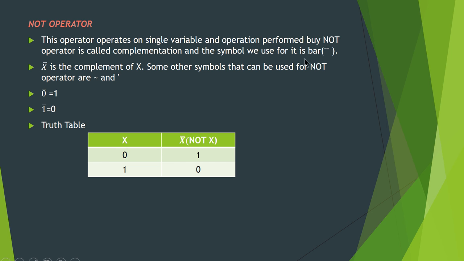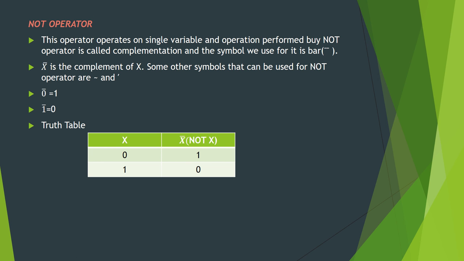If you write any variable and then write the bar above it, then it is a NOT operator. You can also use the tilde symbol or the apostrophe, so x and then an apostrophe; in that way also you can represent the NOT operator. It is always the opposite of the same. You can think of a switch.